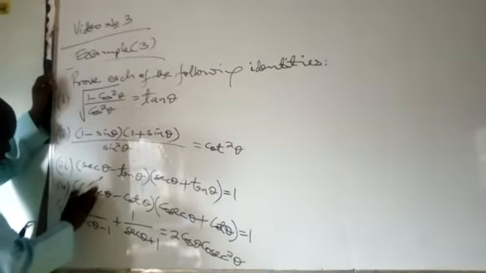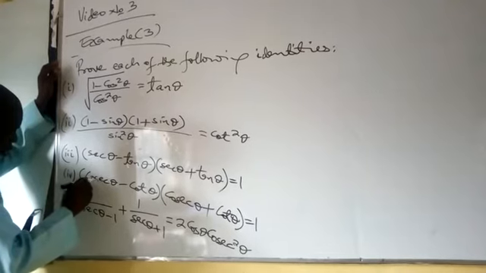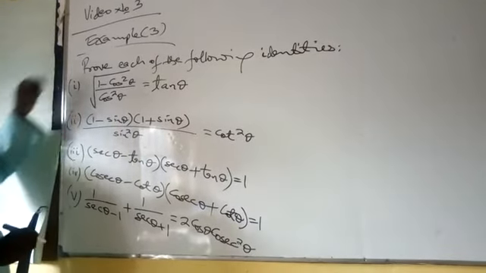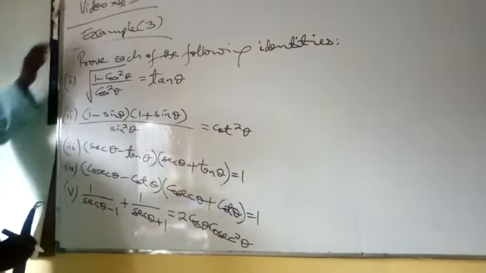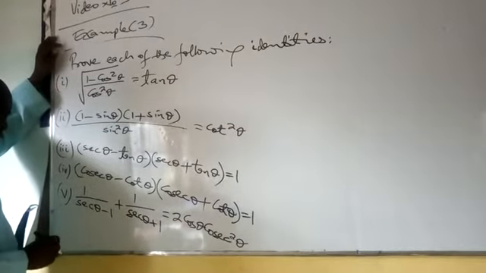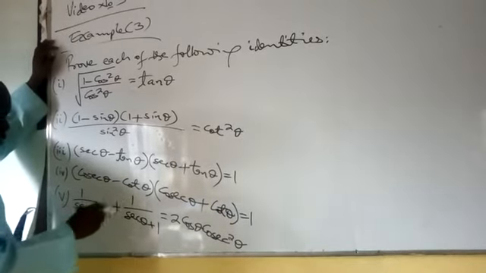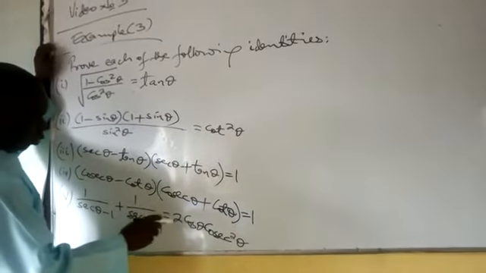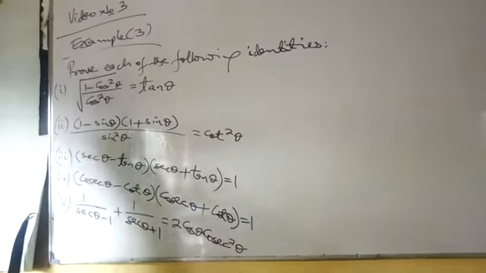4. Cosec square theta, I hope this cosec is clear, cosec theta minus cot theta into cosec theta plus cot theta is equal to 1. Then 5. 1 over sec theta minus 1 plus 1 over sec theta plus 1 is equal to 2 cos theta cosec square theta. So we have to prove these 5 identities.